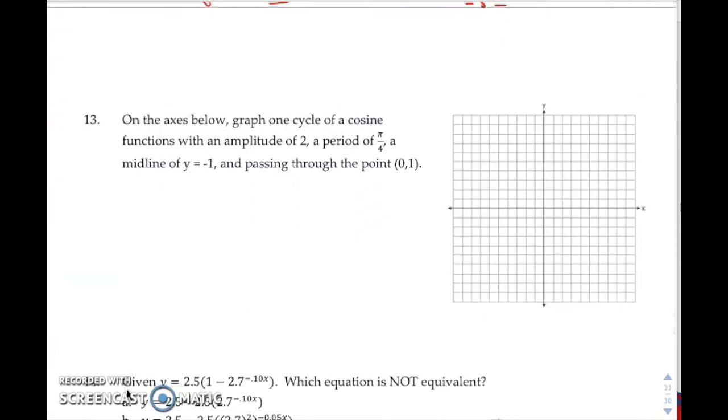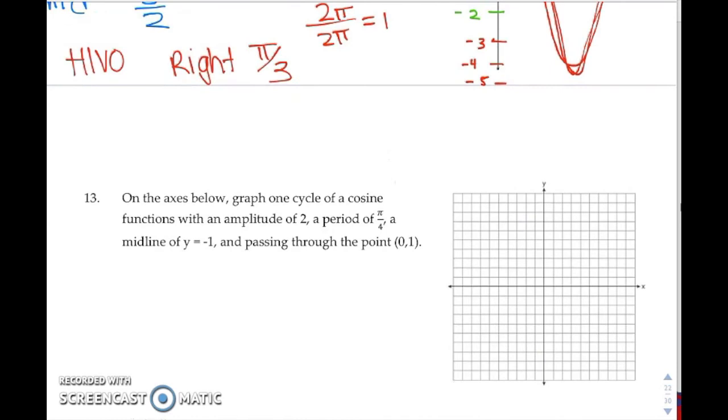Okay, let's do another trig graph because I know this is something we still have some questions about. So, on the axis below, graph one cycle of a cosine function with an amplitude of 2, a period of pi over 4, a midline of -1, and passing through (0, 1).